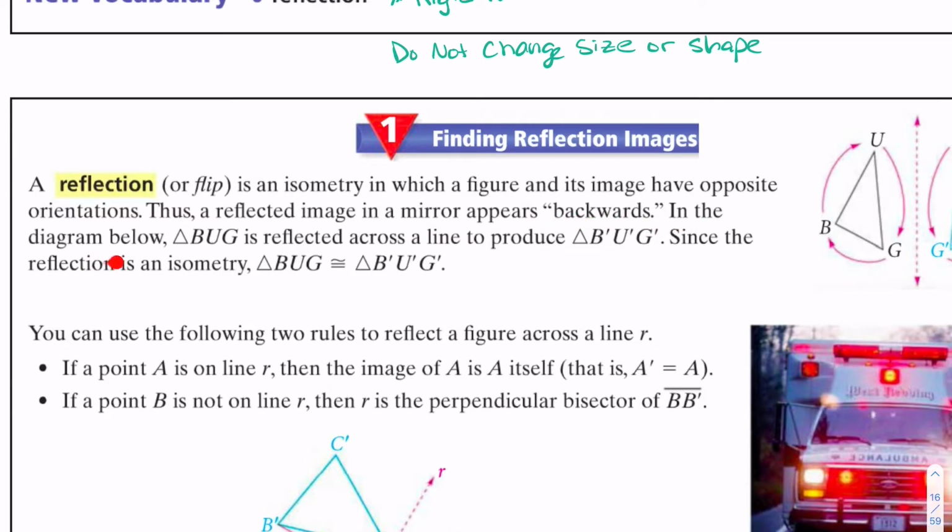In the diagram below, triangle BUG is reflected across a line to produce B prime, U prime, G prime. These are both triangles. Since the reflection is an isometry, triangle BUG is congruent to triangle B prime, U prime, G prime.